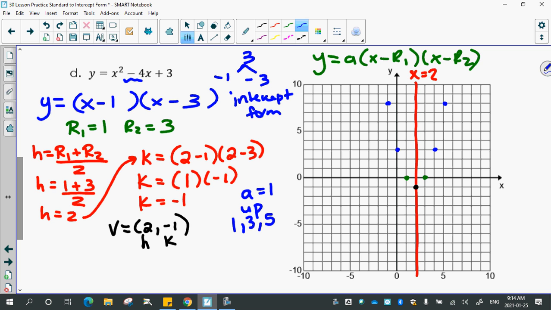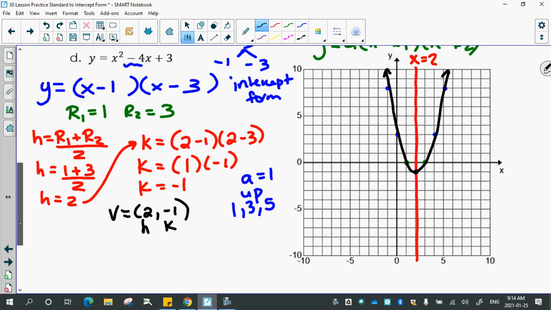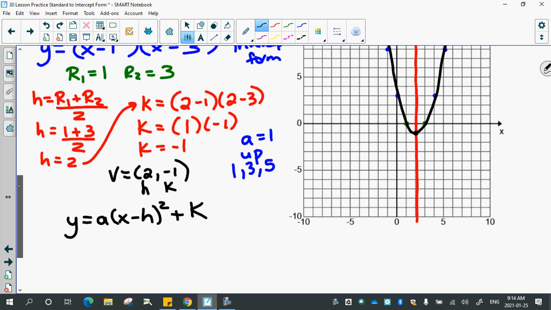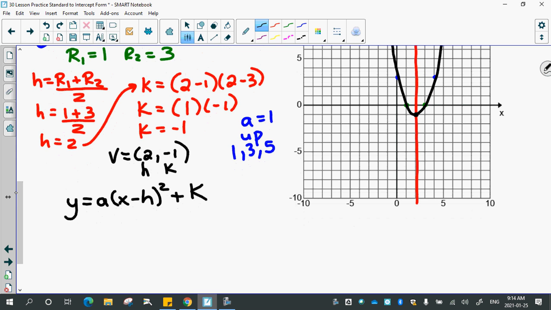And then we can join them. Arrows on the ends. And we have to put it in vertex form. So to do that, we write out our general vertex form, and then just substitute in A to K. You know, A is 1, so we can just leave it. y equals x minus 2 squared minus 1.